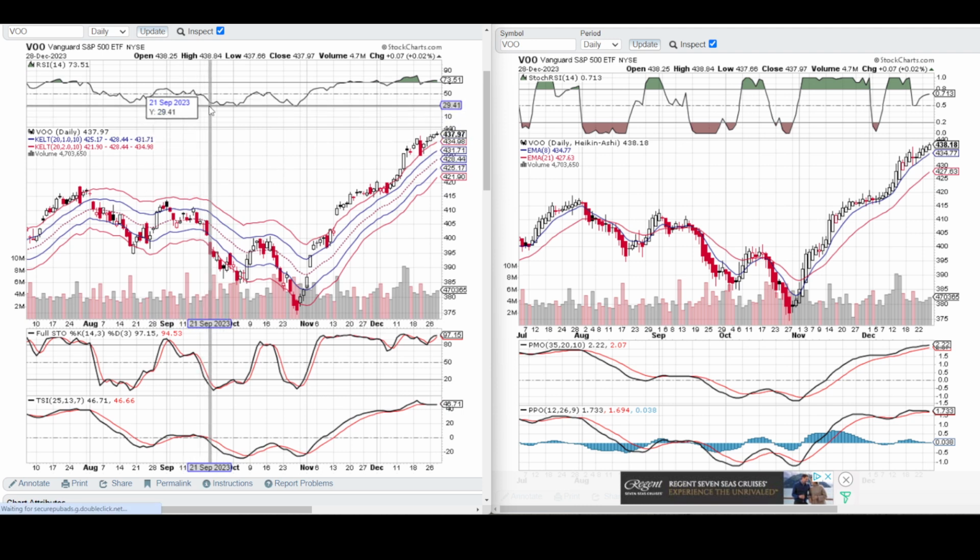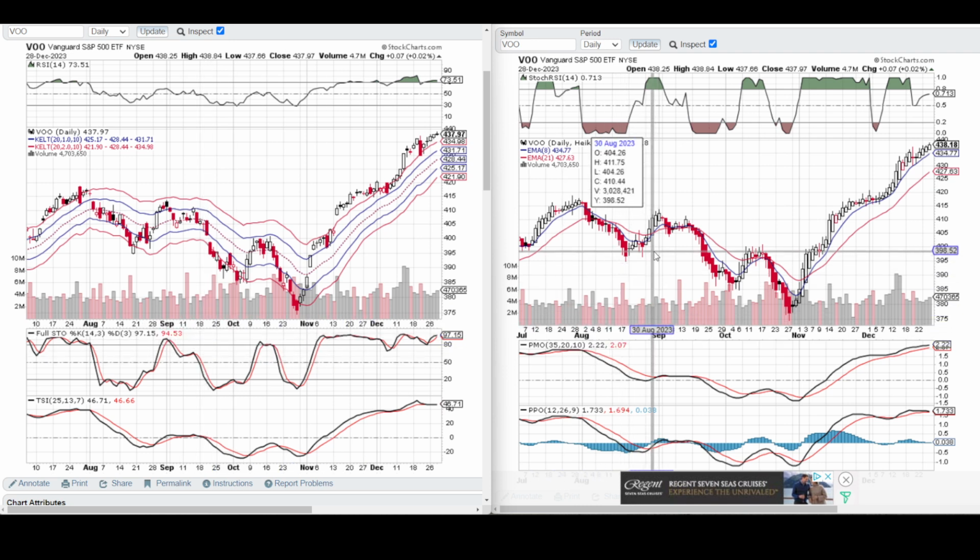The RSI really didn't give us any kind of clue that it was overbought. So the date here, you can see if I put it right on that candlestick, is September 20th. So let's move to the right side screen. Let's see on that same date what we have on these charts.